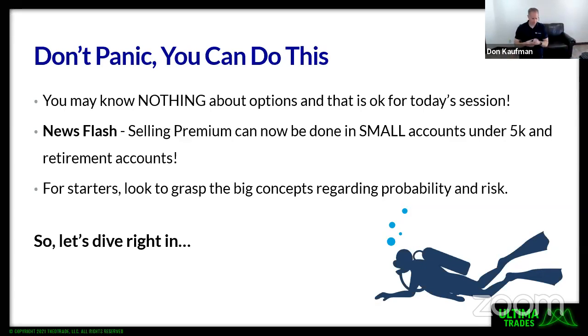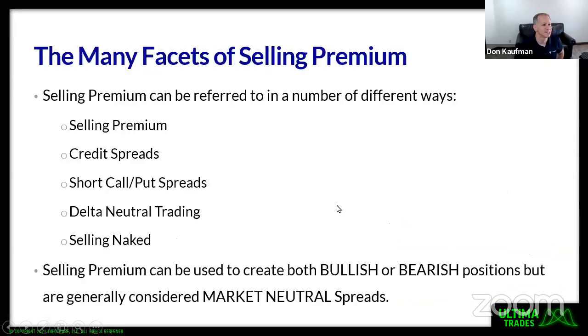Most people, their brokerage firm limits them as to what they can do, and we can actually teach you a couple of workarounds where you don't need no stinking brokerage firm that won't let you do what you want to do. But you can do this with as little as even $2,000 and in retirement accounts. For starters, though, let's look to grasp the big concepts regarding probability and risk. So let's dive in. There's many facets to selling premium.